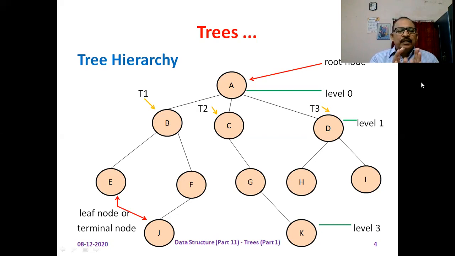Next is a level of a node. Each node is assigned a level number, one more than its parent level number. And the root node is always assigned a 0 level number. Therefore, the level number of node B is 1 more than the level number of node A, means its parent node.